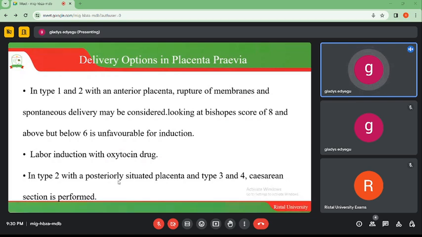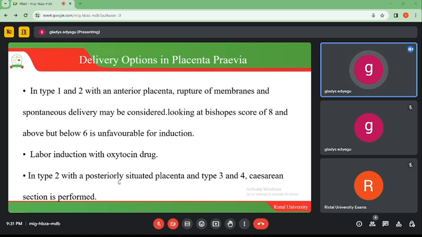So if you're going also to induce labor at around this time, when the mother is having placenta previa and is either type 1 or 2 anterior, then you should also look at the Bishop's score. If it is below 8, then you should not do an induction of labor because she may not successfully deliver vaginally. Then labor induction with oxytocin drug can be done in case the Bishop's score is 8 and above. Then in type 2 with a posterior situated placenta, and type 3 and 4, cesarean section is performed.